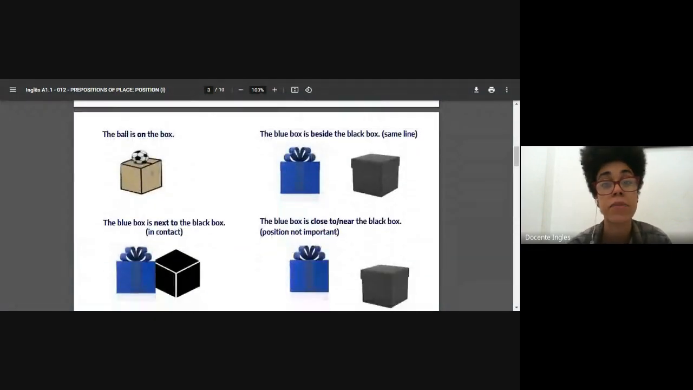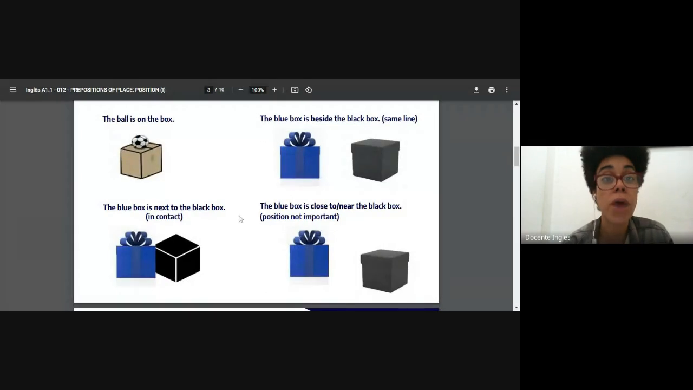Let's keep looking. The ball is on the box. When we use on, we are talking about contact. That's why we have that famous sentence, the book is on the table. So the ball is on the box.